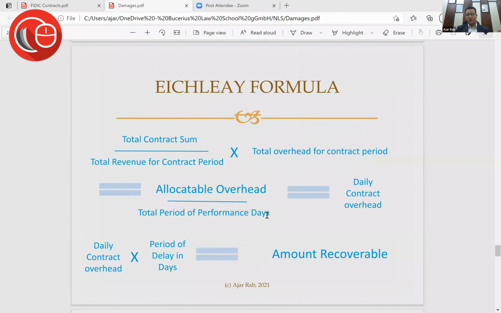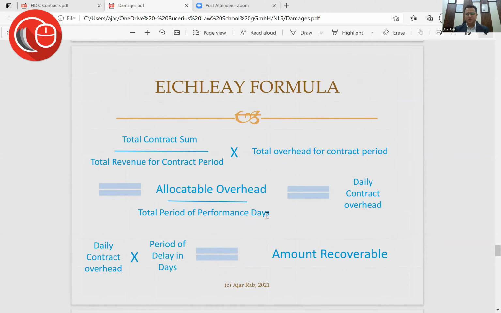This is what those formulae look like, right? Just to put it out there. It's a complex calculation. And why is it complex? Because you need to tell the arbitrator that, look, I had so much overheads, and then I need to calculate that overhead to my current contract and show what the daily overhead was. And therefore, in terms of the delay, this is the amount of loss I have suffered.